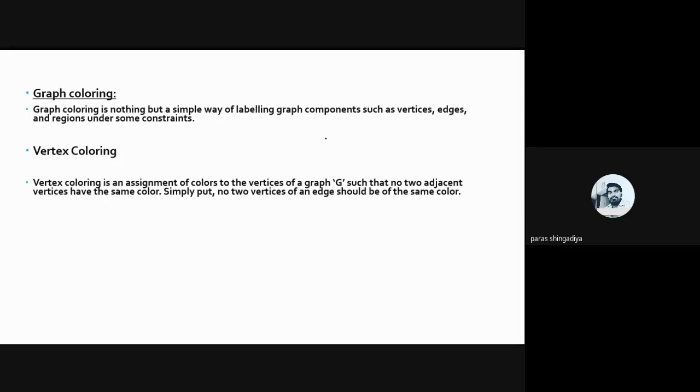For example, if you consider one graph here, let us use this simple graph of 4 vertices only.